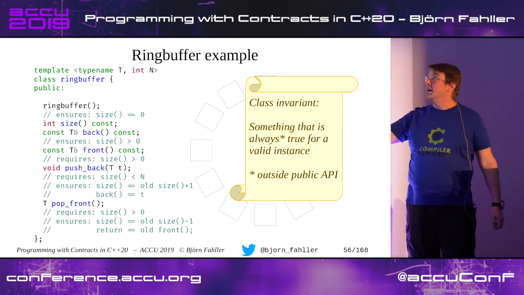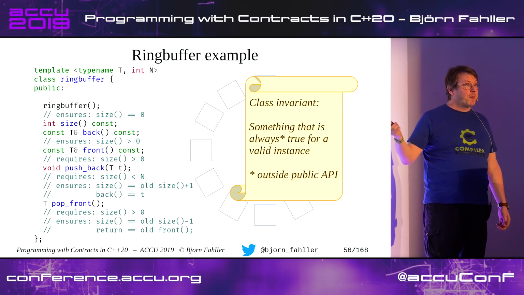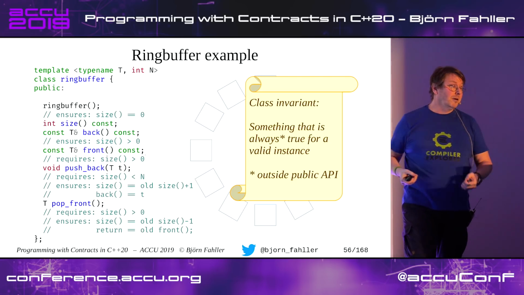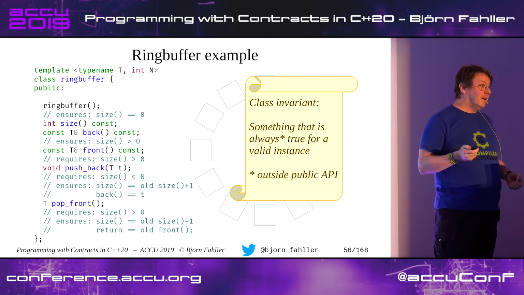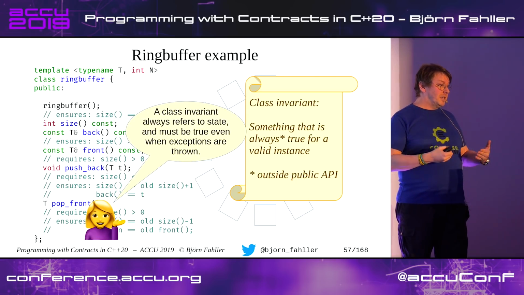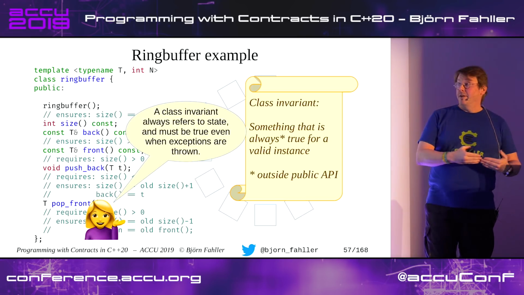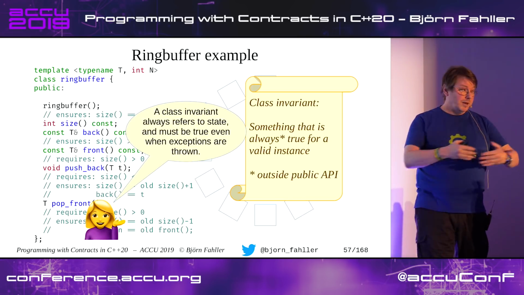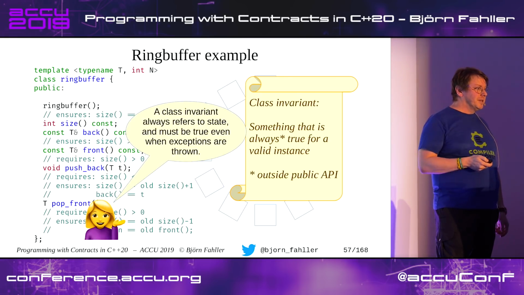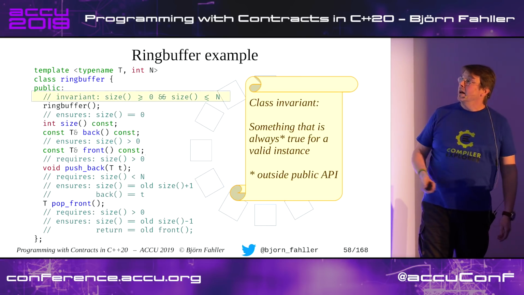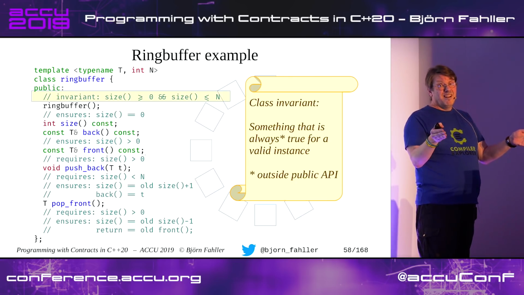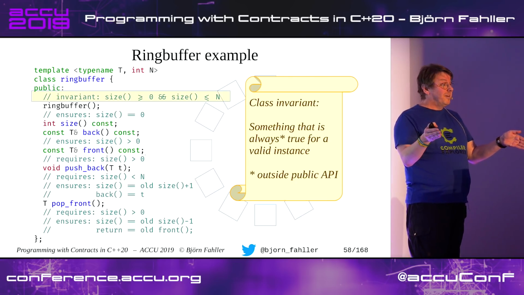And this is amazingly difficult to express well. Something that is always true and is meaningful, that says something about the class. Because it refers to the state, and it is true also in the face of exceptions being thrown. So we know that it's at least not inconsistent, but we cannot really say a whole lot. And in this example, the only thing I could come up with is that size is between zero and n, which is not a very helpful invariant.